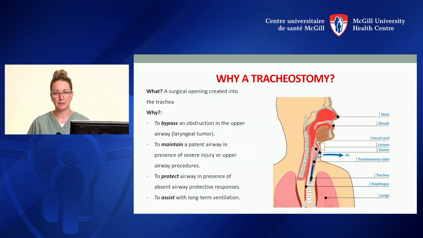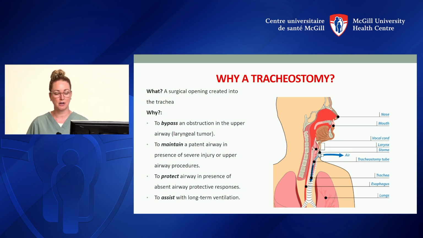So why a tracheostomy? We'll first start with what is a tracheostomy. It's a surgical opening created in the trachea. And why does someone get a tracheostomy? It's for several reasons. The first one is to bypass an obstruction in the upper airway, and this can be caused by a laryngeal or craniofacial tumor, tracheal malacia, tracheal stenosis, or compression of an airway by a large vessel.